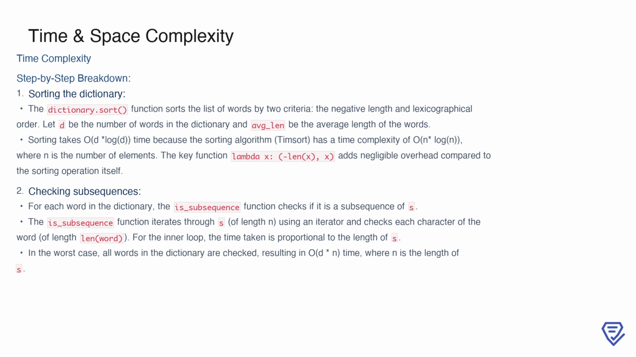This check involves iterating through the string s using an iterator and comparing it against the characters of the word. If n represents the length of s, the inner loop runs proportional to n for each word. When applied to all words in the dictionary, the subsequence checks collectively require O(d*n) time in the worst case. These two components together give us the foundation for understanding the overall time complexity.